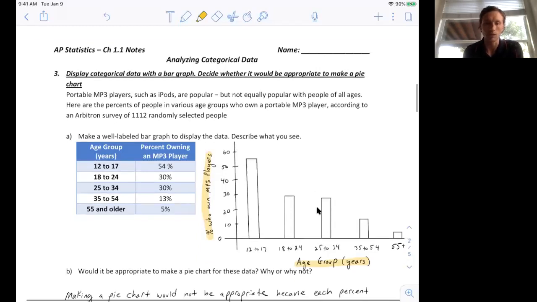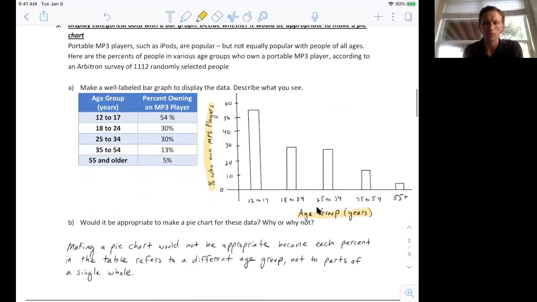And I'll show you how I wrote that out. Making a pie chart would not be appropriate because each percent in the table refers to a different age group, not to parts of a single whole.